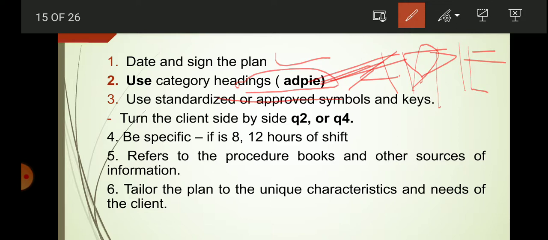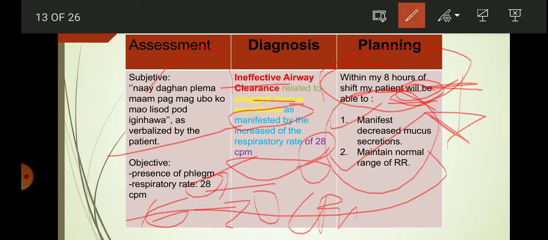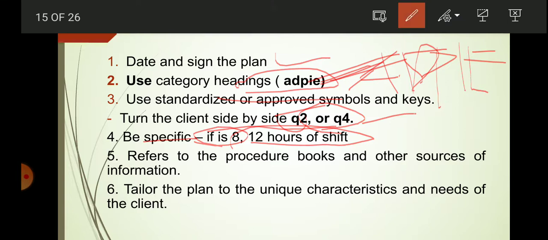Use standardized approved symbols and do not use your own abbreviations. You cannot create your own symbol. The best example here is: turn the client side to side Q2. That is a perfect abbreviation because it is approved, like Q2, Q4, Q6, Q8, Q12. Be specific whether it is an 8 or 12 hour shift. In our example, if your shift is 8 hours, be specific: within my 8 hours of shift. If your shift is 12 hours, within my 12 hours of shift. Just be specific, guys, okay? And refer to the procedure books and other sources of information.